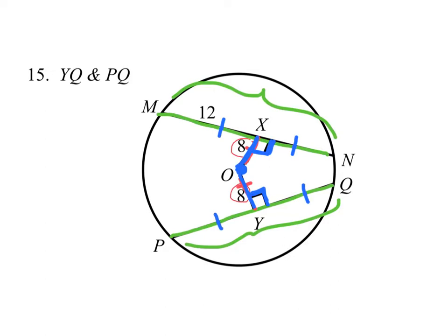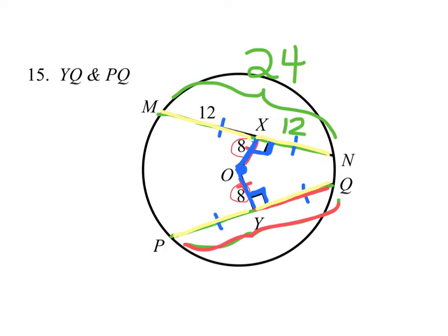So what does that mean in terms of segment YQ and PQ? I'm looking for this segment YQ. I'm also looking for the length of PQ. Well, for YQ, what I'm going to notice is that this segment YQ is going to be the same as PY. And I also know that MX is 12. If MX is 12, that means that XN is also 12 because we just concluded that these are going to be congruent, which means this whole segment is 24, 12 plus 12.